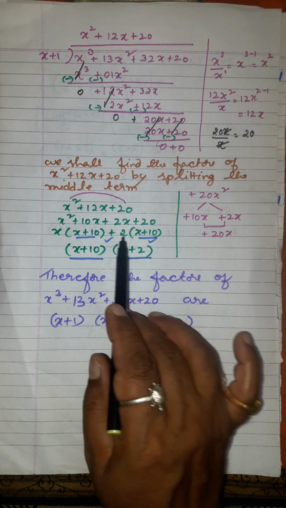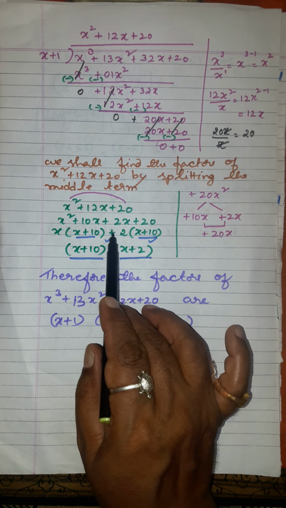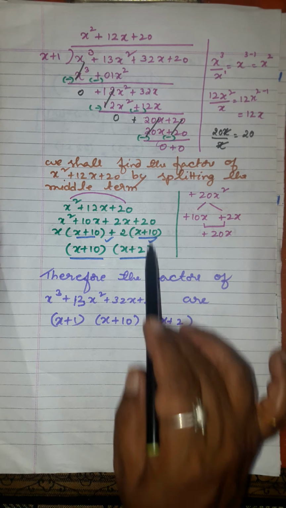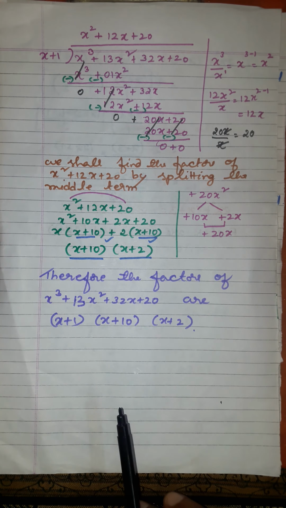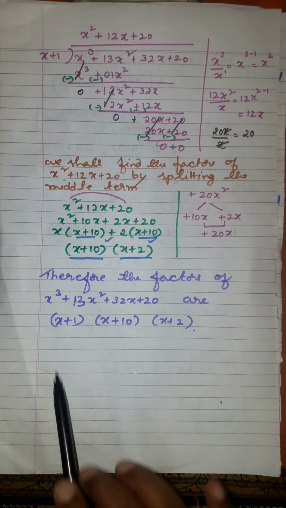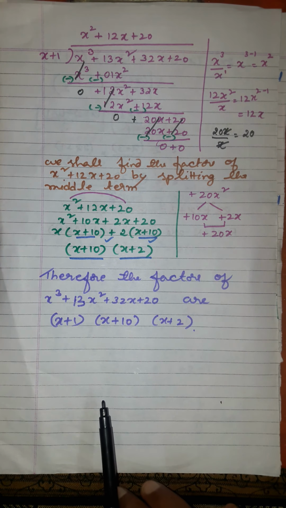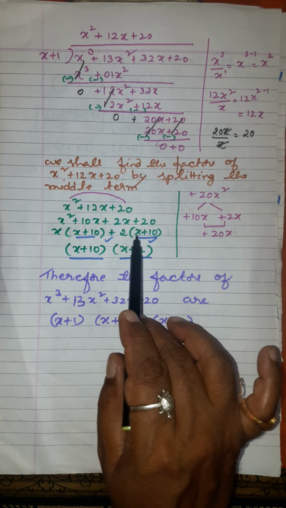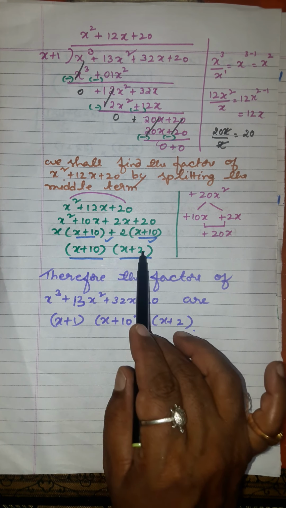So let us verify whether they're correct or not. x into x, x², x into 10, 10x, plus 2 into x, plus 2x, plus into plus, 2 into 10, 20. The factors are correct. Now for this, x plus 10 is common, you write x plus 10. Here x plus 2 is the remaining, because x plus 10 is associated with x here, also x plus 10 is associated to 2. So you write x as the first term, the second is 2.